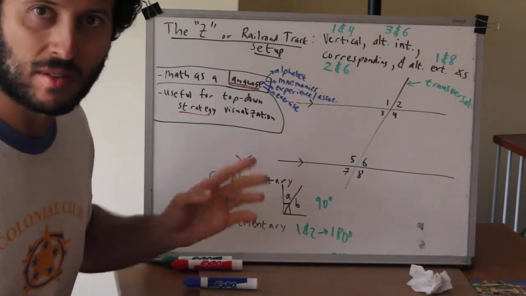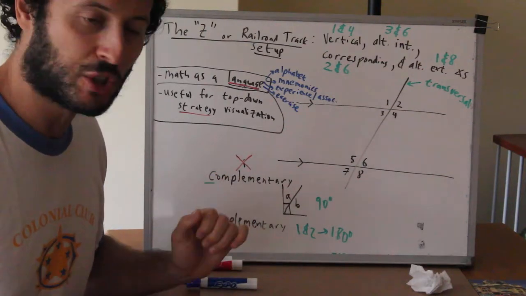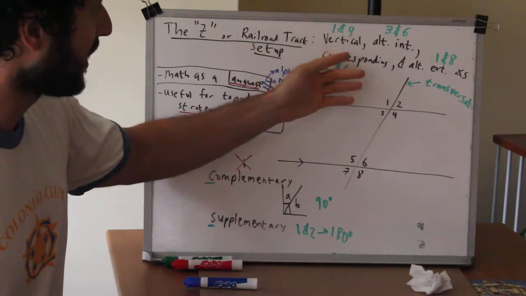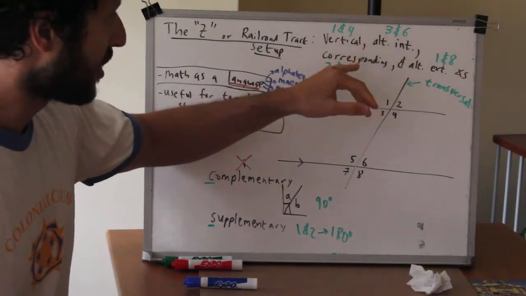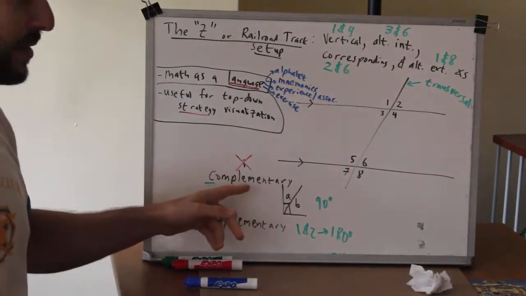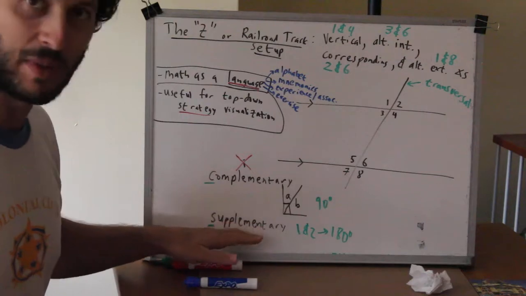Now, what is that about? That'll just be our little mnemonic or memory trick to learn all this stuff. So what is all this stuff? Vertical angles, alternate interior angles, corresponding angles, alternate exterior angles, and while we're at it, the terms complementary and supplementary.